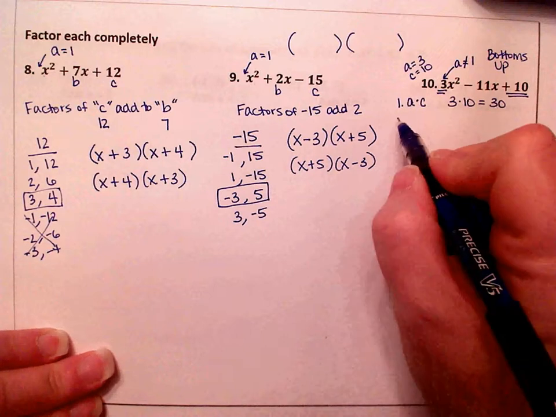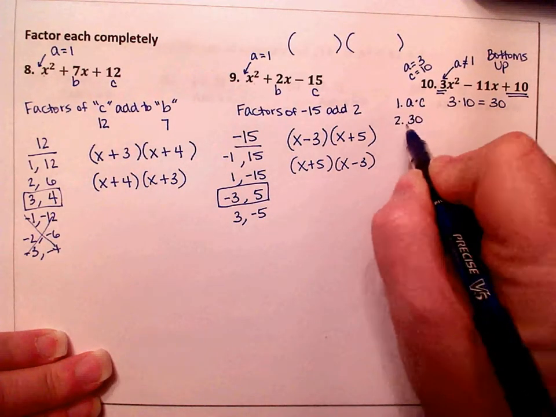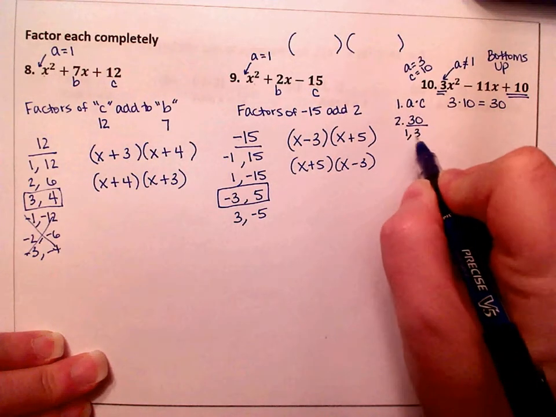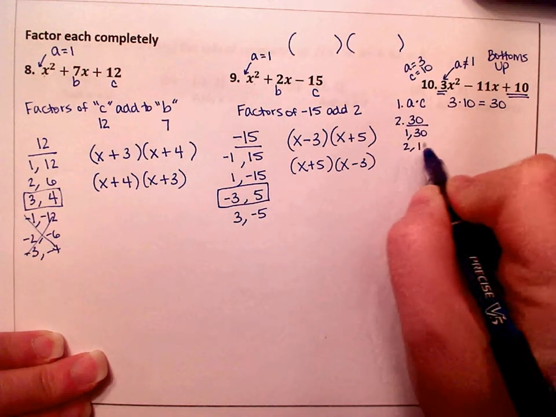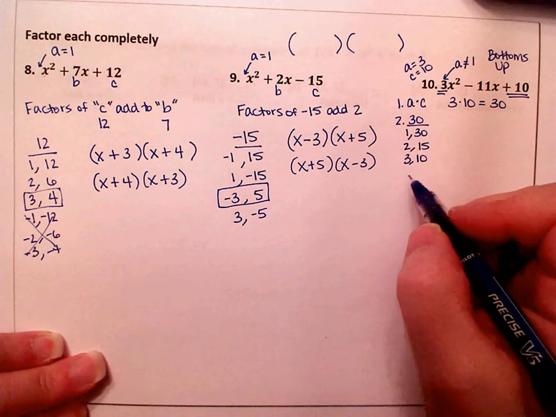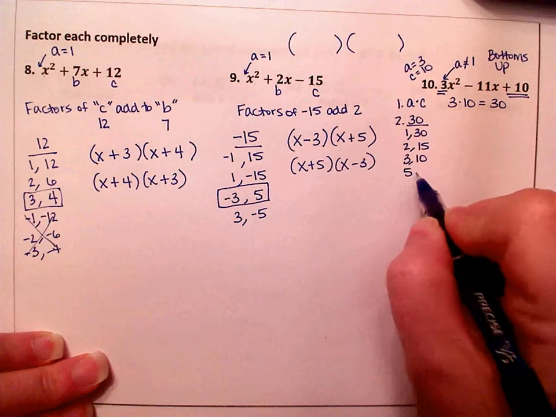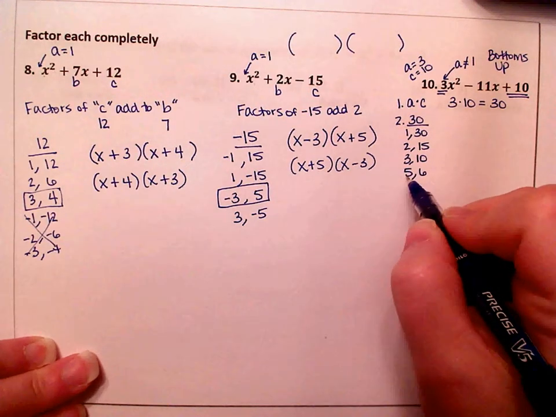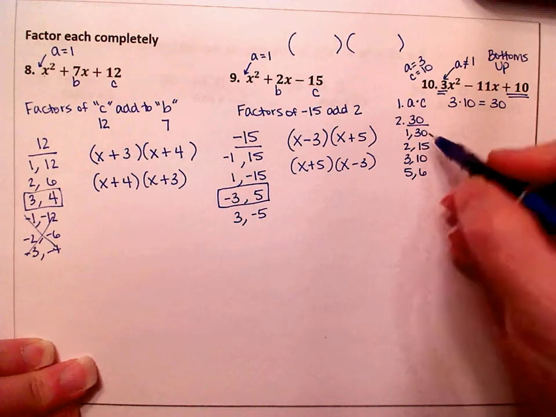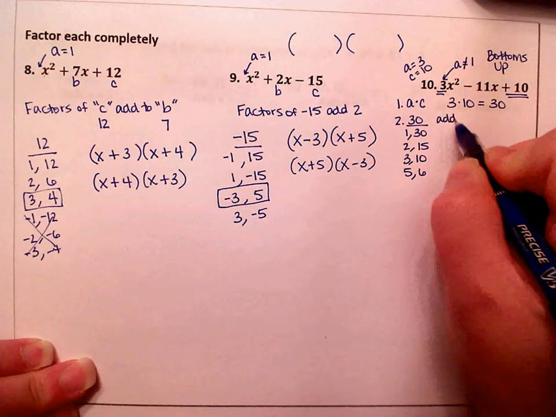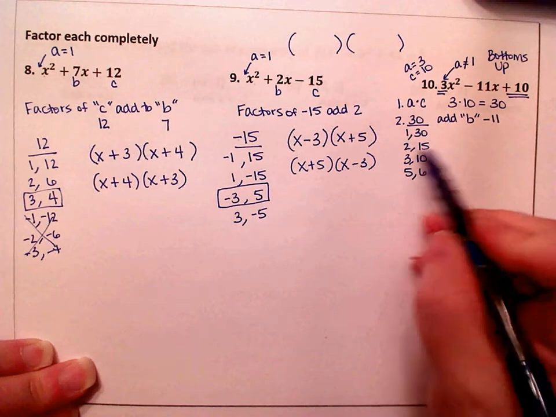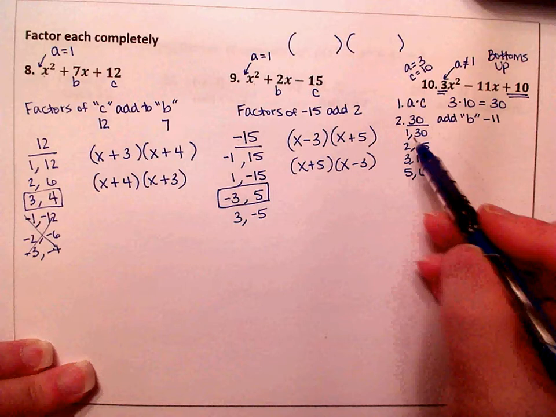The second thing you want to do is list your factors of 30. So we have 1 and 30, 2 and 15, 3 and 10. We don't have 4 times a number giving us 30, but 5 times 6. And then we go to 6 times 5 and we start repeating them. But we want the ones that add to get our b value, which in this case is negative 11. None of these are going to add to get negative 11. They all have a positive sum.